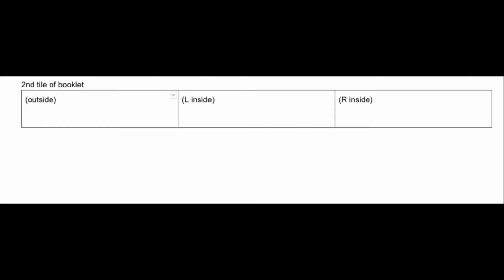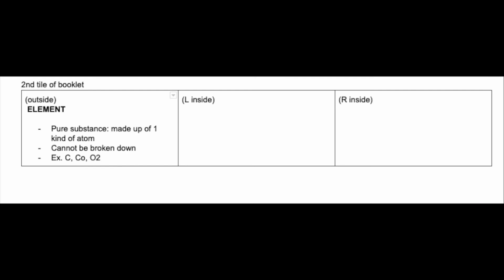So on the outside of your booklet in the second tile, go ahead and write element, and go ahead and include its definition right below. So I wrote that it's a pure substance and it's made up of only one kind of atom. I've also added that it cannot be broken down any further, and I've included some examples. So I have carbon, cobalt, and the diatomic element oxygen, or O2.